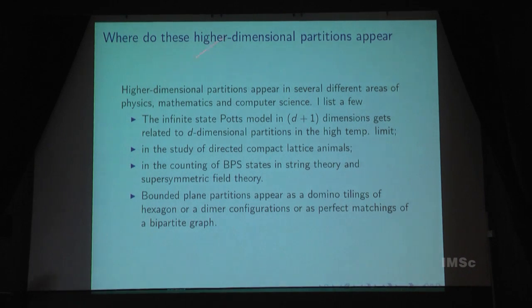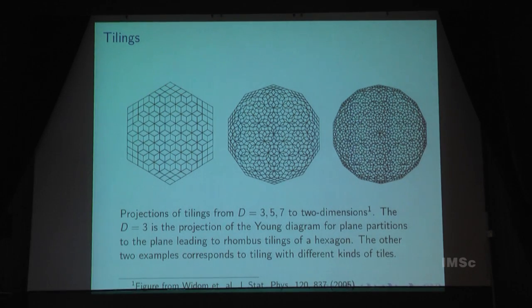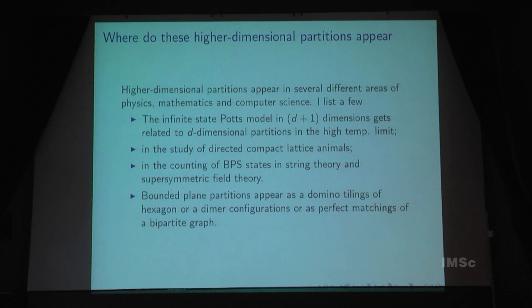So the question is, where do these higher dimensional partitions appear? And they seem to appear very fast. I'm just giving a few examples. It's the infinite state Potts model in d+1 dimensions. If you do a little bit of tweaks in the higher temperature limit, you can show that there is a counting problem there, which is the same. And there is something called directed compact lattice animals. If you look at the definition, you'll realize it's the same.